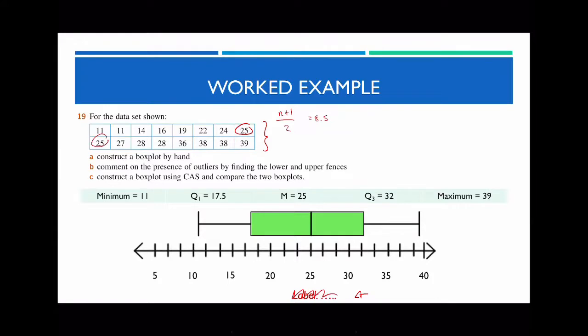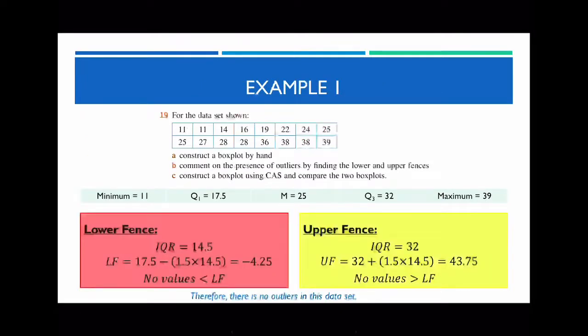For part B, the question tells you to comment on the presence of outliers by finding the lower and upper fence. So the way we do this is, we need to find out what the IQR is first before we can actually find out the lower fence and upper fence, since the formulas for the lower fence and upper fence require you to find out the IQR first. So remember, the lower fence formula was Q1 subtract bracket 1.5 times the IQR, whereas upper fence is calculated by going Q3 plus 1.5 times the IQR.